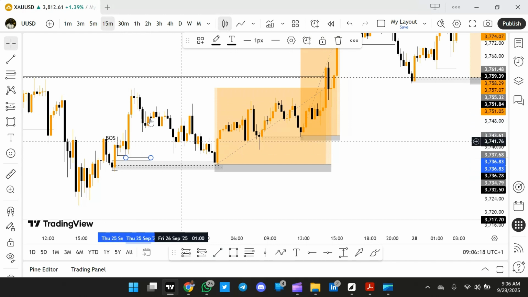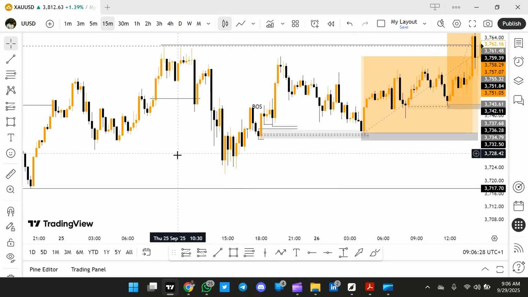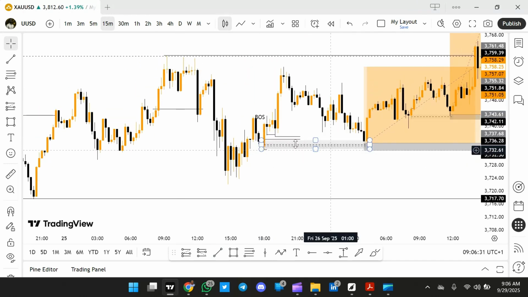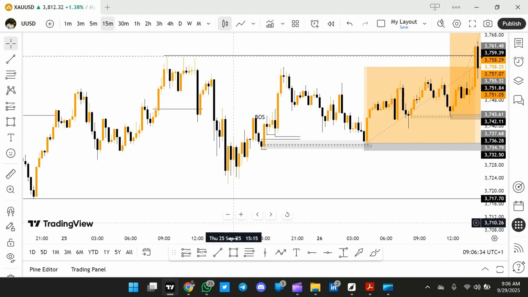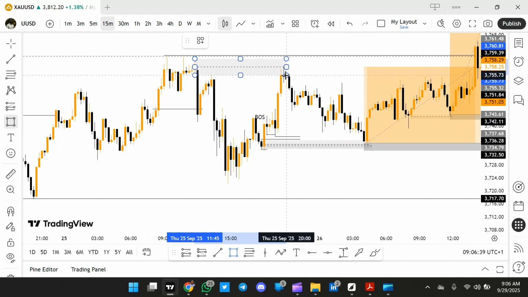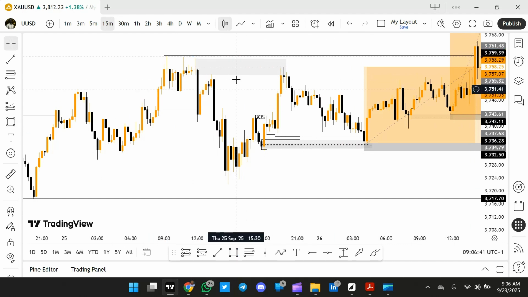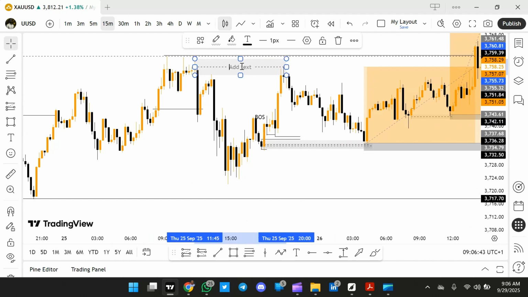And what do you see happen? Price came back and respected this order block, and then eventually bought. Same thing with this zone. This is a bullish OB, and then we have a bearish OB here. You can see we have a bearish OB. This is an OB, which is a bearish OB.